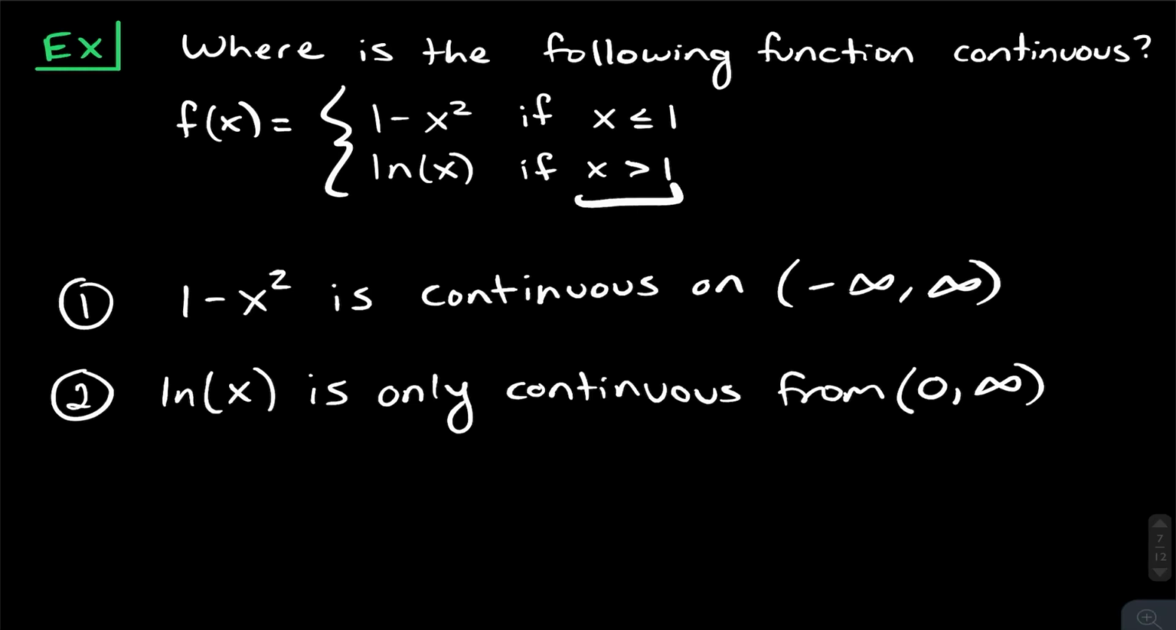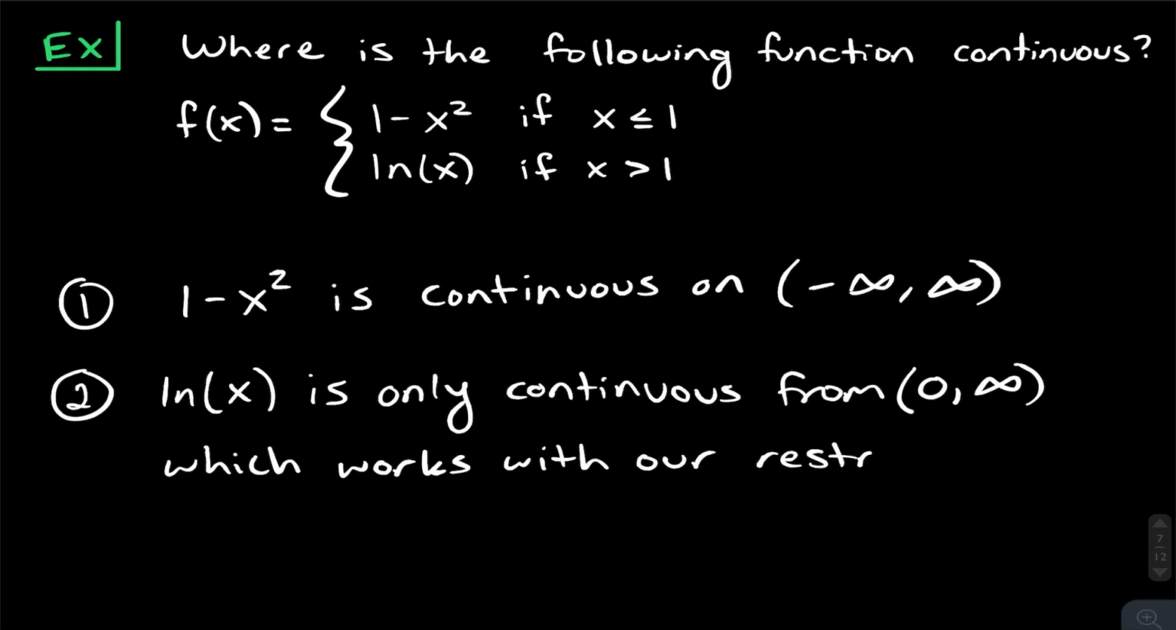Well, how do we figure that out? Let's look at where it's being defined in the piecewise function. It's only for x greater than 1. So there is no restriction here, because from 1 to infinity is within where natural log of x is continuous. So we could say natural log of x is continuous from 0 to infinity, which works with our restriction, or domain restriction, whatever you want to say to make it mathematically sound.